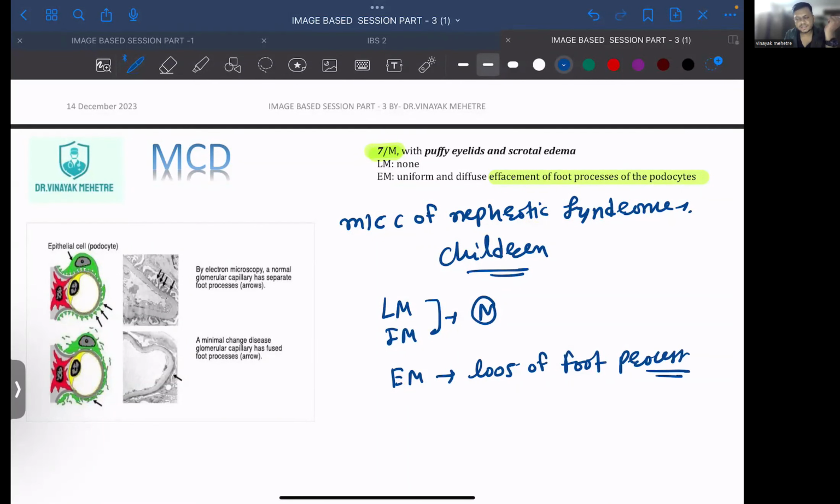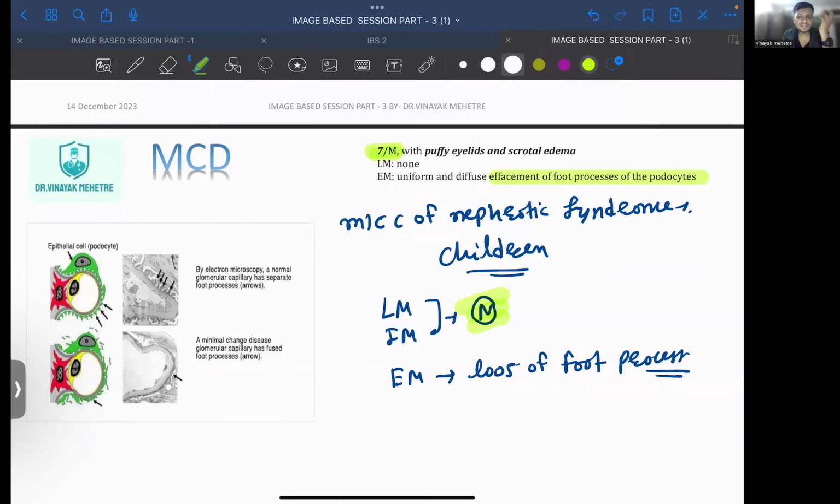What we are going to see, loss of foot process, right? So what you can get in the question, either they will write down just loss of foot process, or they can write down on light microscopy or indirect microscopy. What we are seeing, we are going to see nothing. That means it is normal.